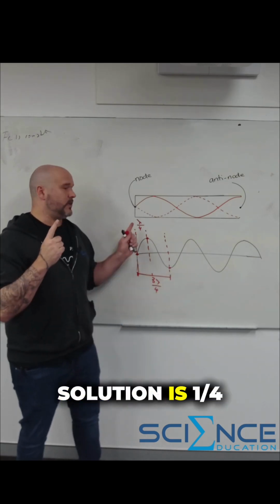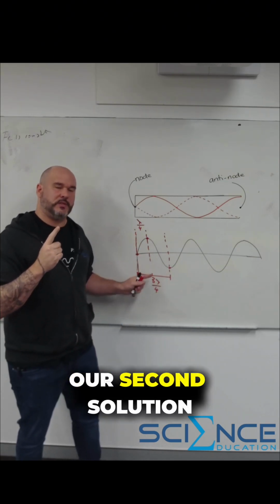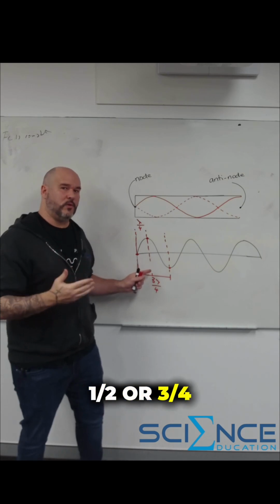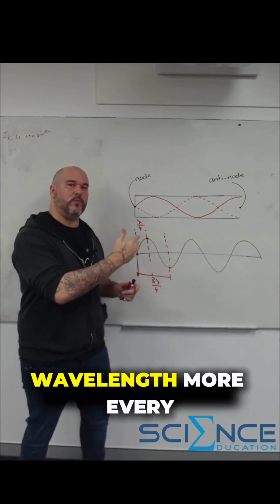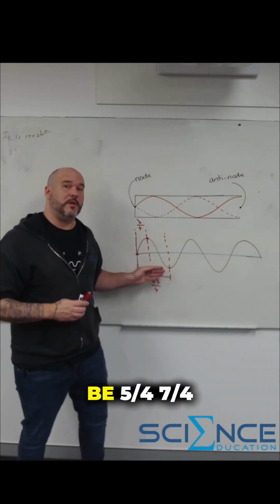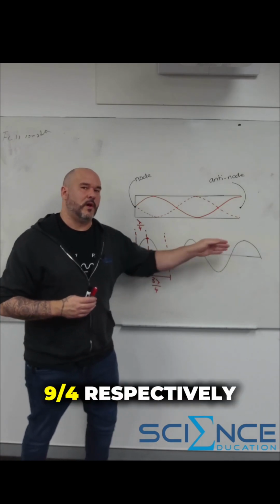So our first solution is 1/4 of a wavelength. Our second solution is 1/4 plus a half, or 3/4 of a wavelength. And then it's just half a wavelength more every time. So it would be 5/4, 7/4, 9/4 respectively.